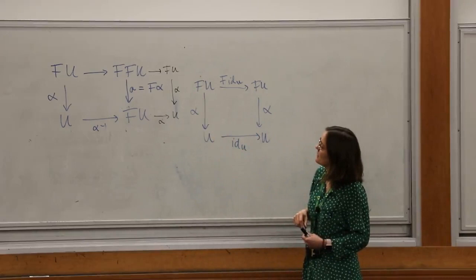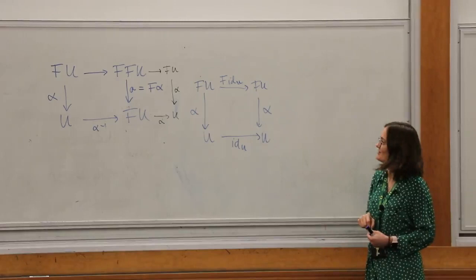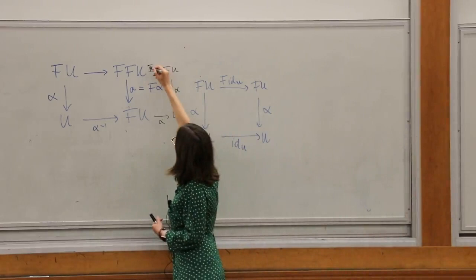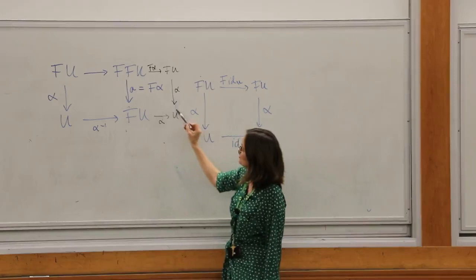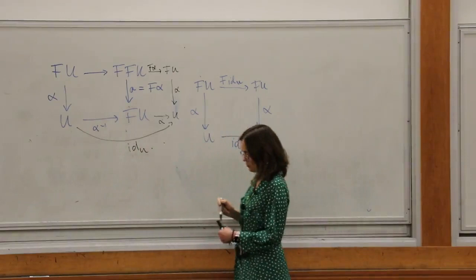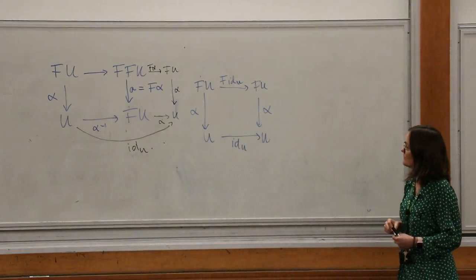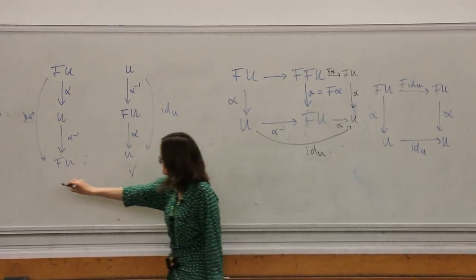And how do I know that? Indeed. So the only thing I have here is exactly the same thing. Alpha composed with F alpha is alpha composed with F alpha, and now I have two squares that are algebra morphisms, and so the only thing I can have here is the identity on U. And you do the same or a similar thing to obtain the other identity. And that gives you Lambek's lemma.